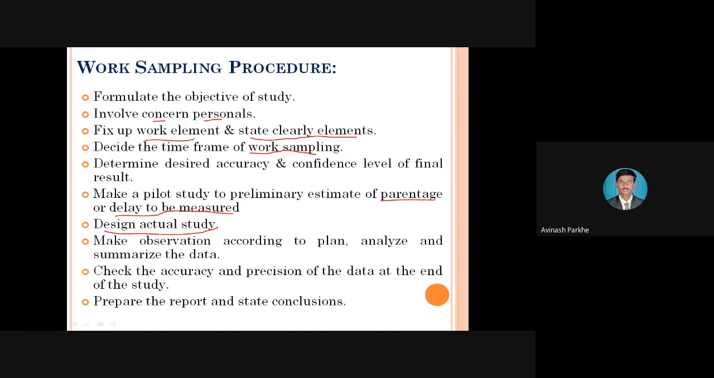Then the second last step: check the accuracy and precision of the data at the end of the study. Earlier also, we checked the accuracy. In the second last step, we check the accuracy and precision of the data, whether the obtained data has some accuracy or not, whether it has some precision, or whether the obtained data is as per the requirement or not. That we check in the second last step.